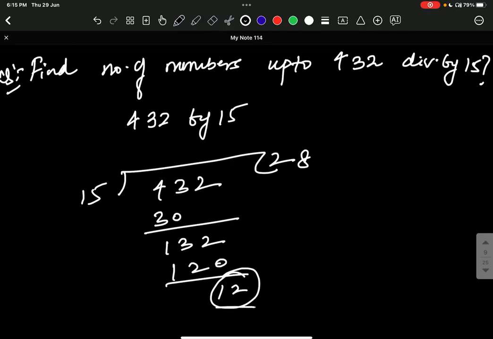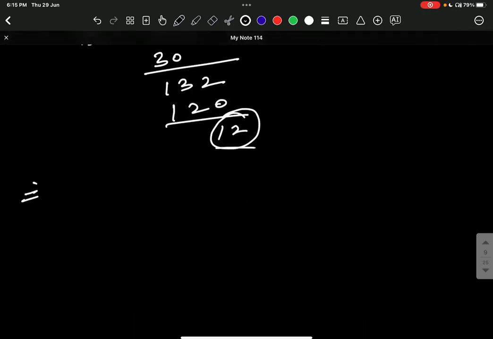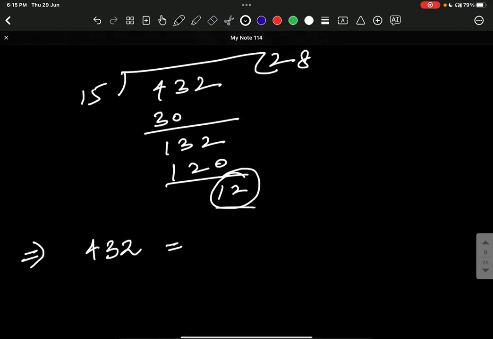Okay, so how you're going to write it? You can write it like this. What is the formula? You know that dividend is equals to divisor into quotient plus remainder. So dividend over here is 432 is equals to divisor, how much came? 28, right? 28 into quotient. Sorry. Dividend is, yes, 432 is equals to divisor into quotient plus remainder. What is the remainder? That is 12. Okay, is it okay?